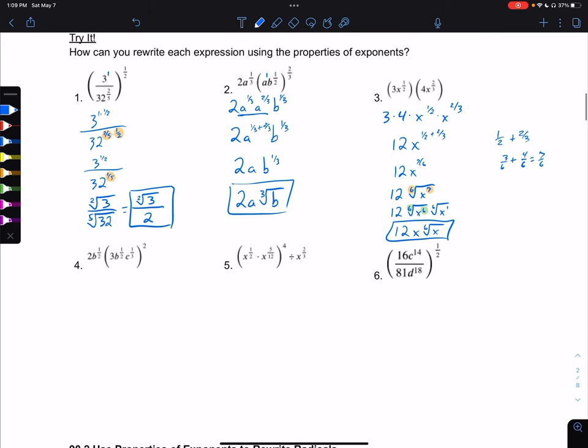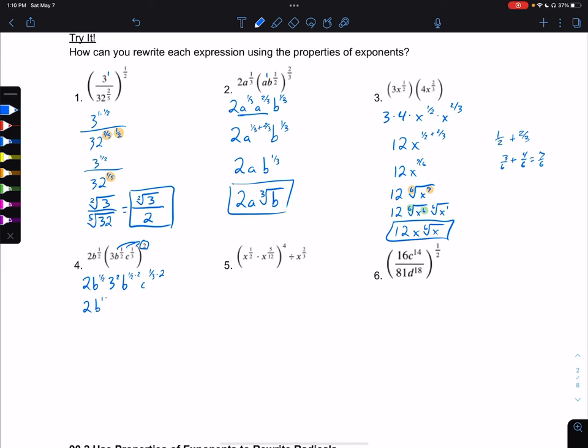All right, number 4, we have (2b^(1/2), 3b^(1/2), c^(1/3)) raised to the 2nd power. This is a combination of what's going on in numbers 2 and 3. So this 2 needs to get distributed first. So 2b to the 1/2, 3 squared, b to the 1/2 times 2, c to the 1/3 times 2.